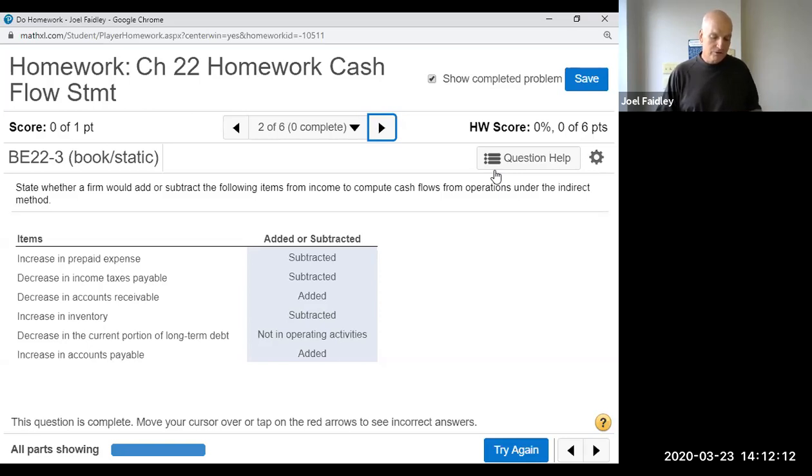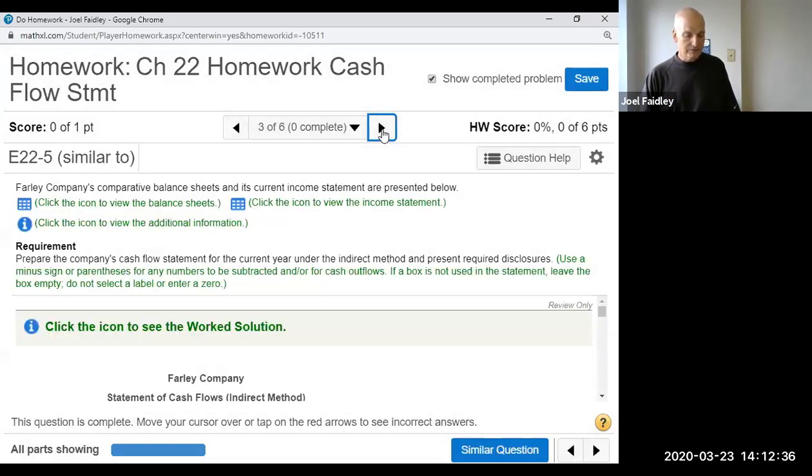Decrease in the current portion of long-term debt. All right, not in operating activities. I'm not sure what they're referring to there. As they're saying, they're just reclassifying from long-term to short-term, which is a non-cash item. And accounts payable goes up, that's got to be a plus to cash.